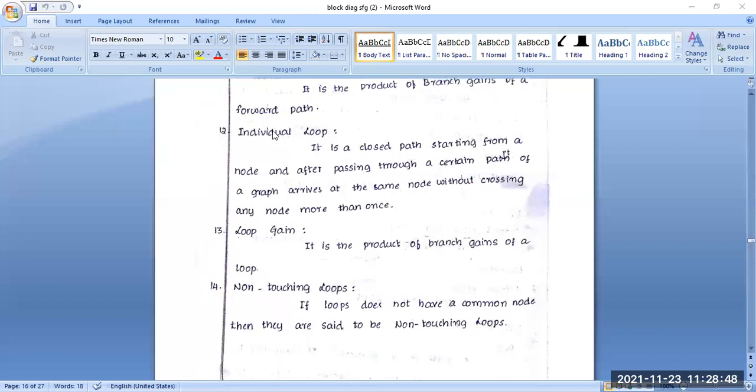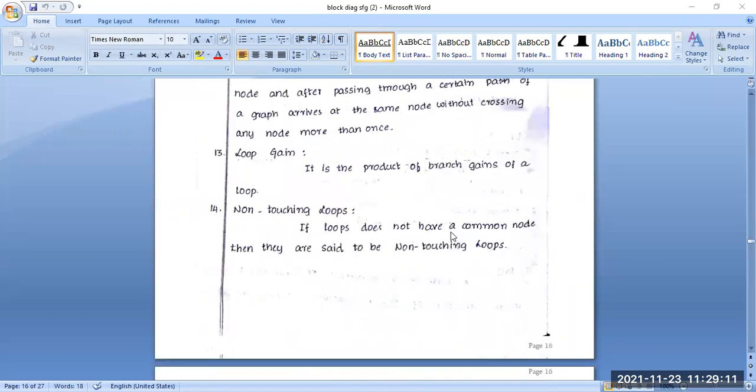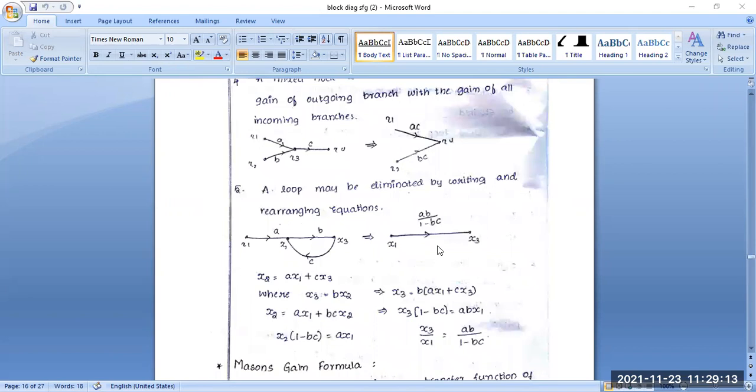Another one, number 12. What is individual loop? Loop means one closed path. That is, it is a closed path starting from a node, and after passing through a certain path of a graph arrives at the same node without crossing any node more than once. So in this diagram, this is very clear. Here you can see this is one node, this is another node.